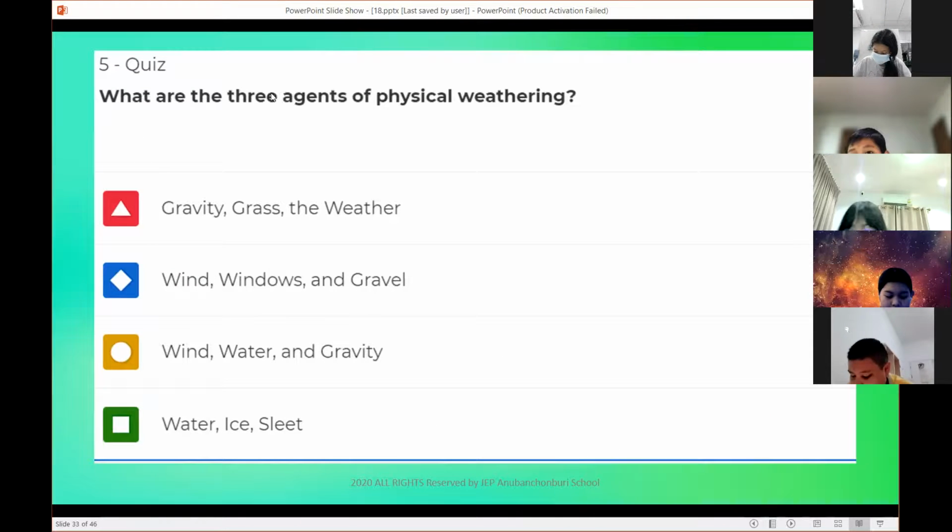Next, what are the 3 agents of physical weathering? Gravity, grass, and weather; wind, windows, and gravel; wind, water, and gravity; or water, ice, and sleet. Parinya, go ahead. This one is easy. Circle. Let's see. Correct. Wind, water, and gravity. Correct.